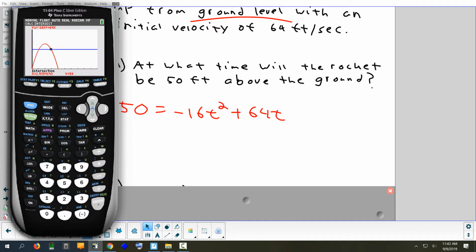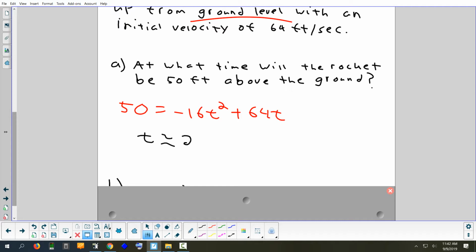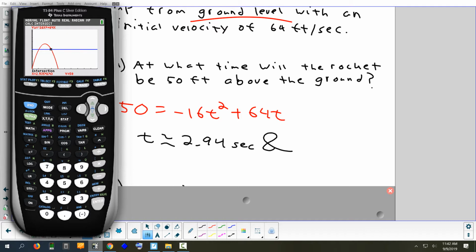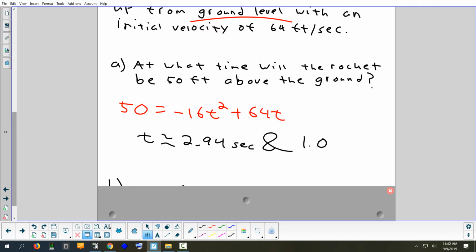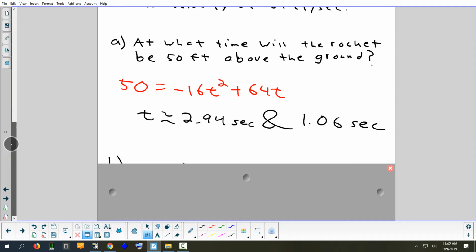So on the way down, at about 2.94 seconds, the rocket is at 50 feet. And does anybody have the time on the way up? Yeah. 1.06 seconds. 1.06. Thank you. Any questions on that? You can just write "and." Yeah, that's fine. Yep, 2.94 and 1.06 seconds.